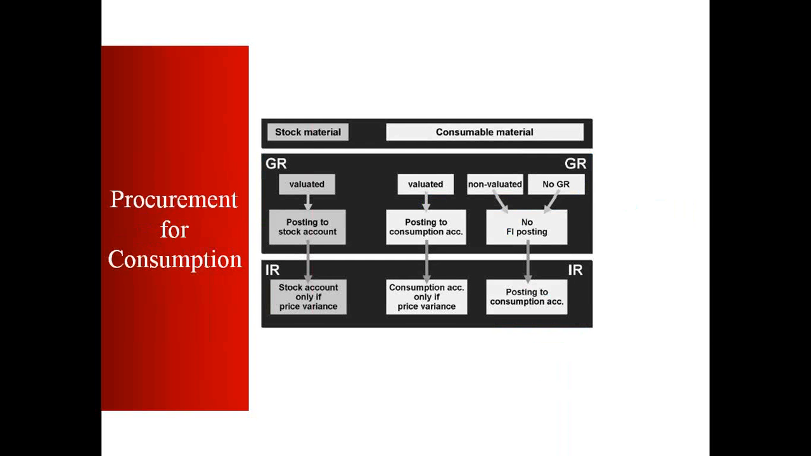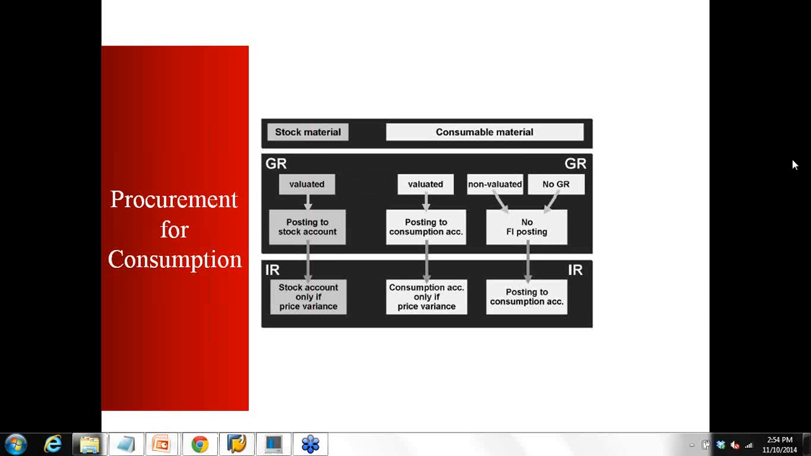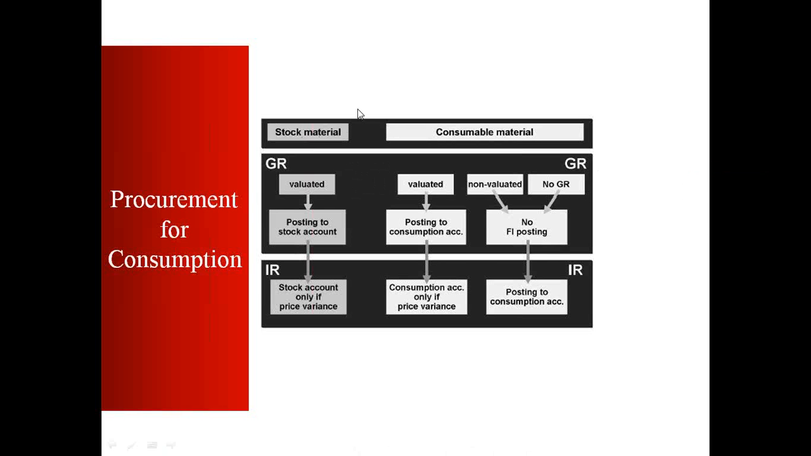So in the case of goods receipt, here you can see in the case of stock material, you receive the goods receipt, and you have the invoice receipt. In the case of stock material, you can see they are valuated goods and the posting will happen here, to the stock account, and all valuation will happen. That is fine. In the case of consumable material, you have both options.